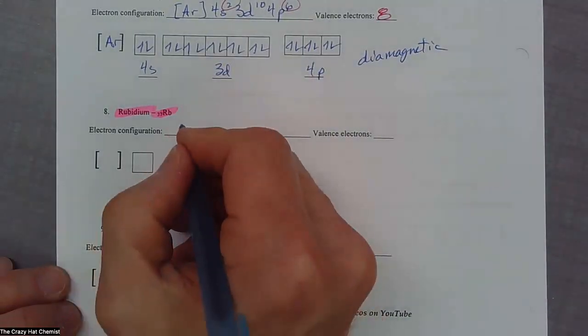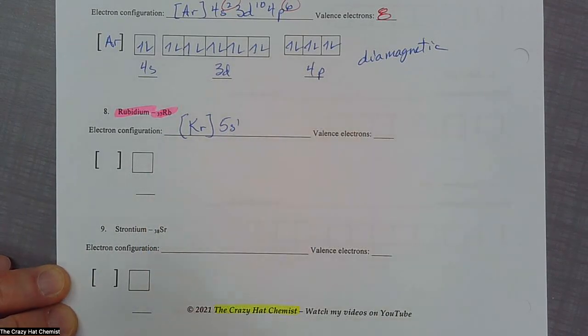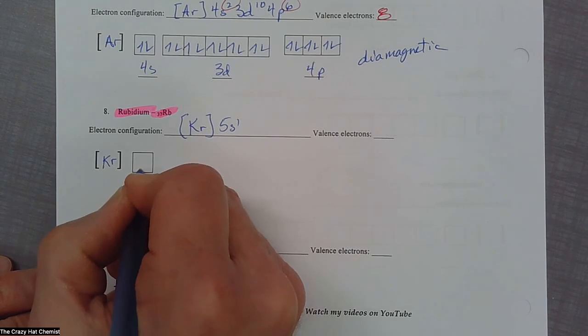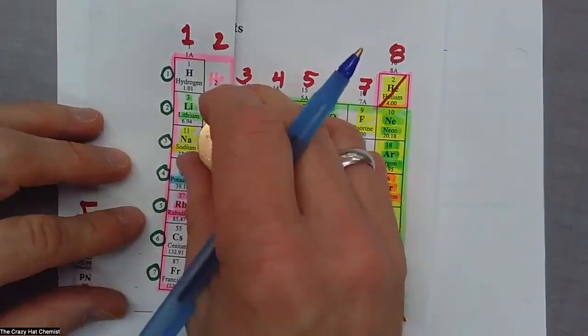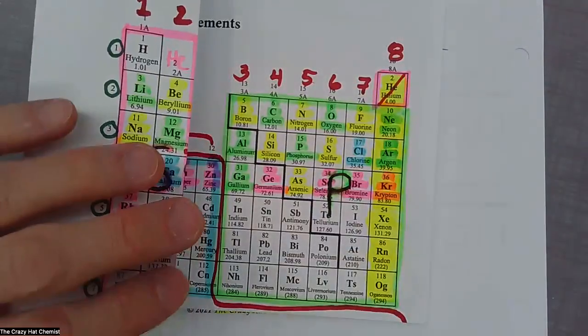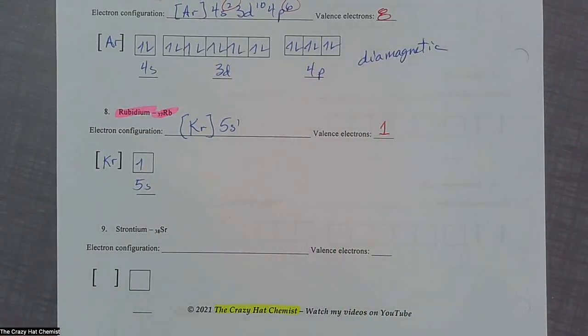Krypton in brackets, 5s1. And valence electrons, that's also very easy here. Rubidium is right here. What's the column? Number 1. It's in group 1. So how many valence electrons? 1 for rubidium.